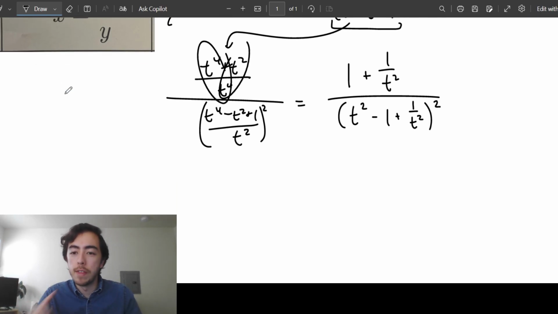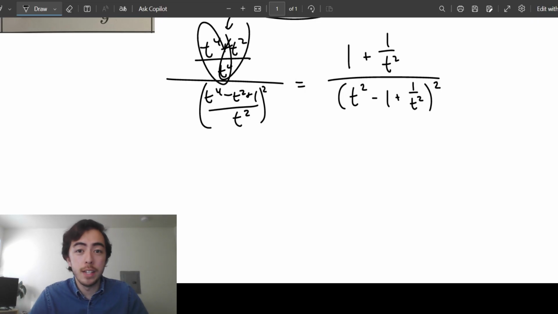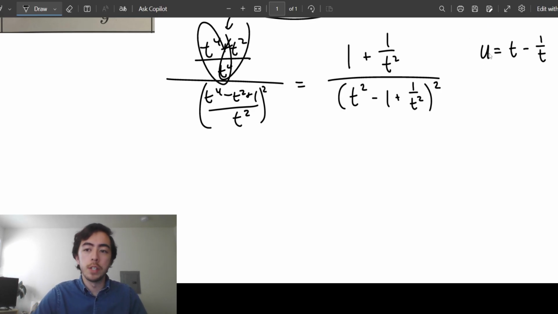And with this, honestly, I had to look it up. A lot of the time, really pesky u substitutions are really hard to find. I believe doing u equals t minus 1 over t is going to be the best thing to do here. I also need to figure out some kind of relationship between du and dt.